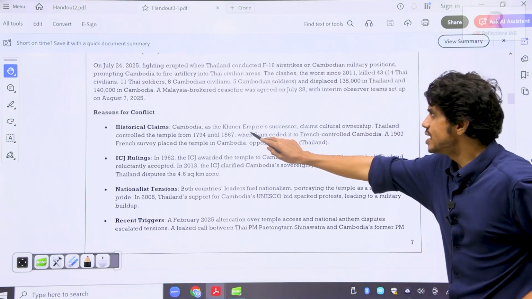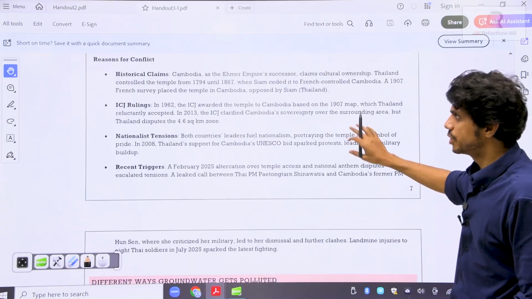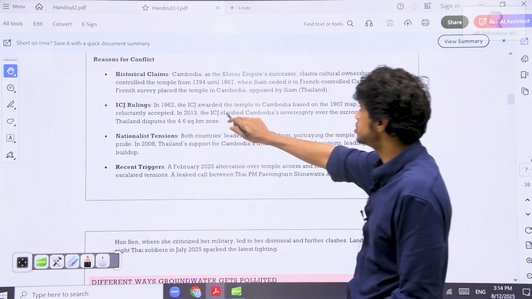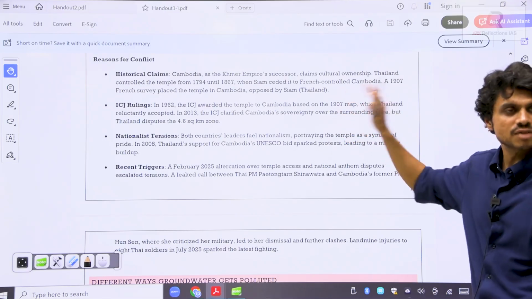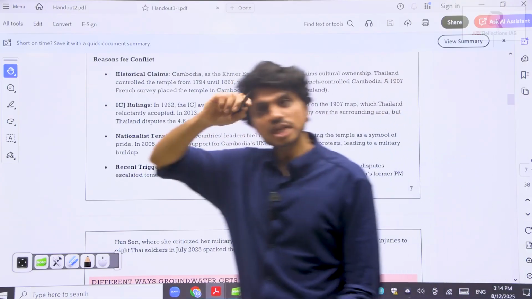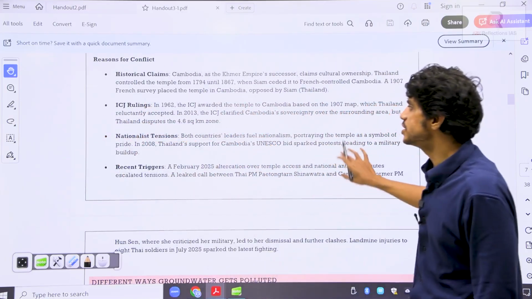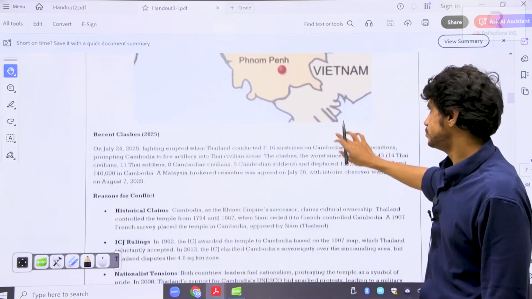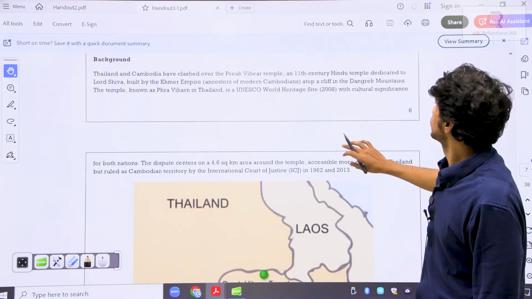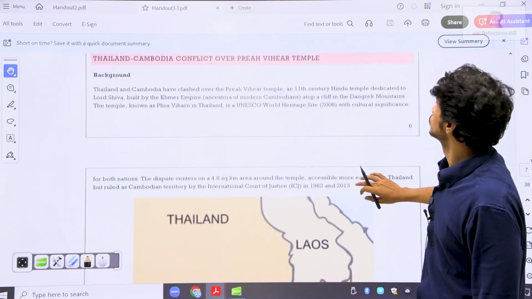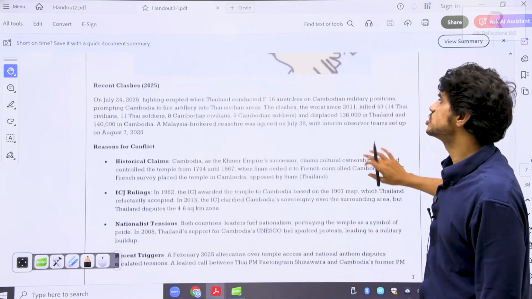See, historical claims: Cambodia as the Khmer Empire's successor, cultural work they have built it through Cambodia. In 1962, the ICJ, International Court of Justice, awarded the temple to Cambodia based on the 1907 map. This 1907 map, same thing: while the French were there, they used the map to delimit the boundaries of Thailand and Cambodia. There, using that map, they have placed it in Cambodia. That's all. So just know this much.